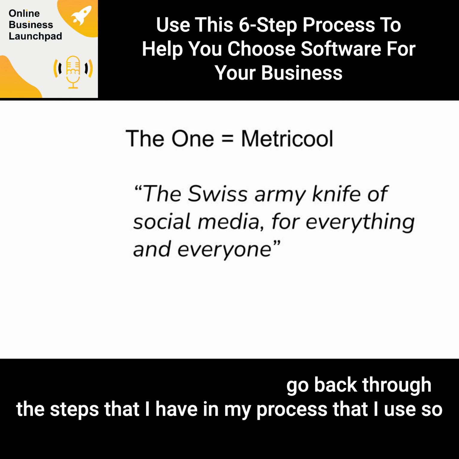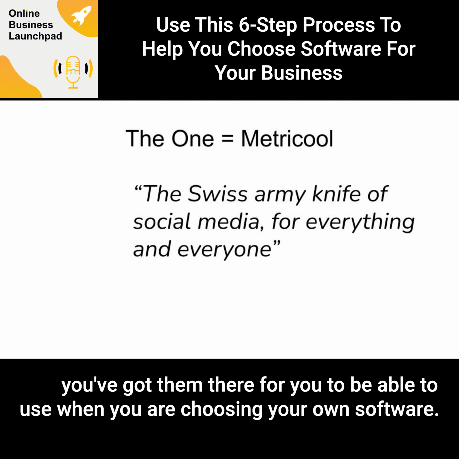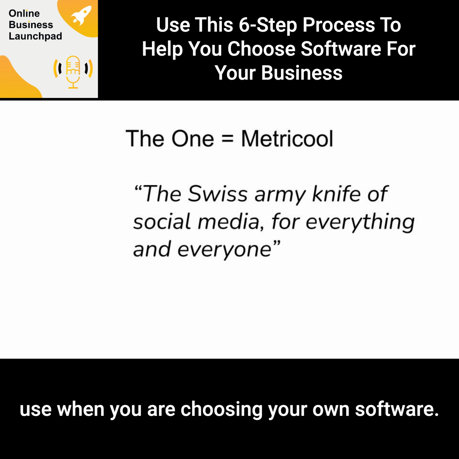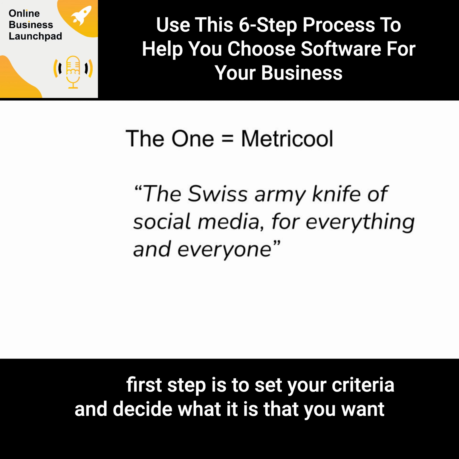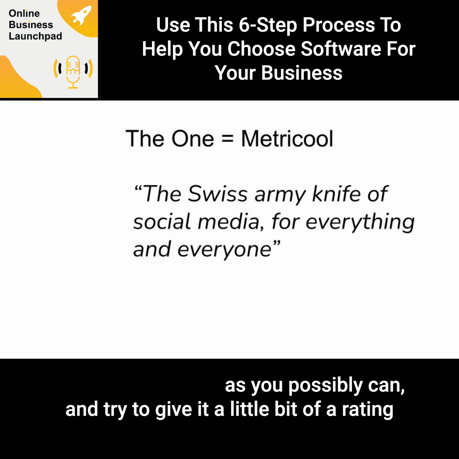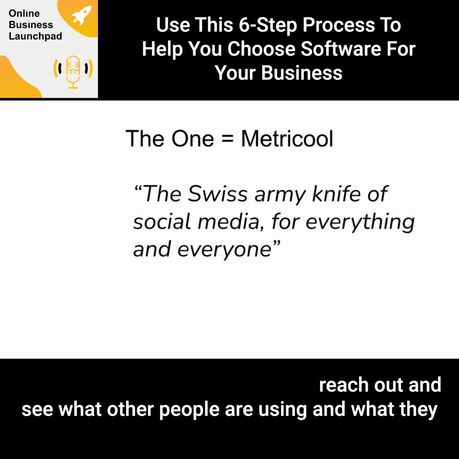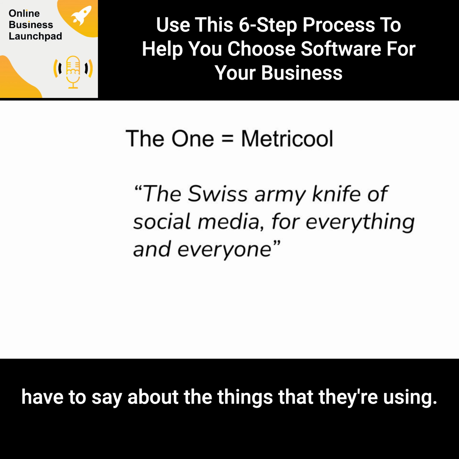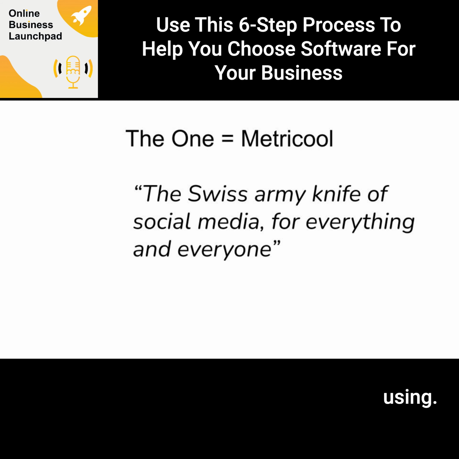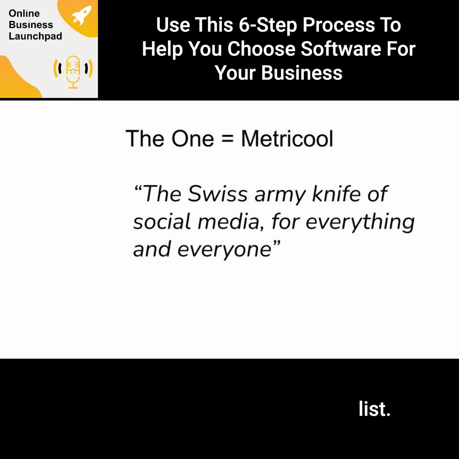I'm just going to very quickly go back through the steps that I have in the process that I use so that you've got it there for you to be able to use when you're choosing your own software. So the first step is to set your criteria. Decide what it is that you want your software to do for your business, be as detailed as you possibly can, and try to give it a little bit of a rating in terms of must have, nice to have. And then step 2, you want to reach out and see what other people are using and what they have to say about the software that they're using. Step 3, collect up all the potential candidates, get them down on a list.